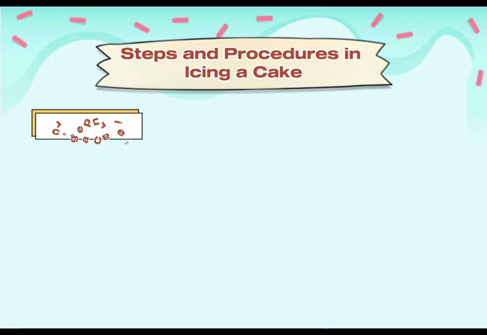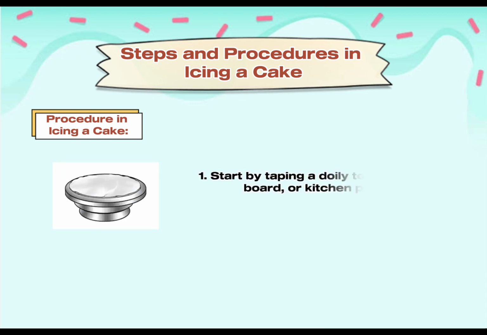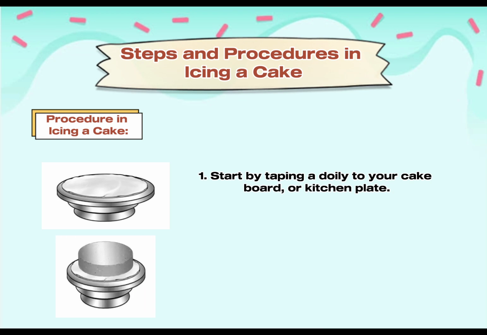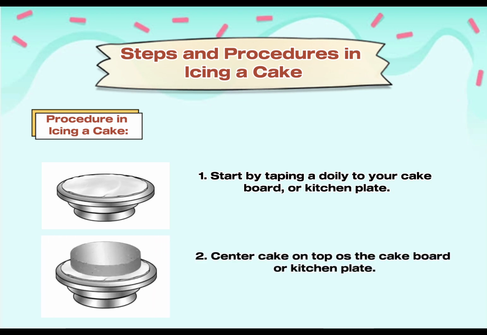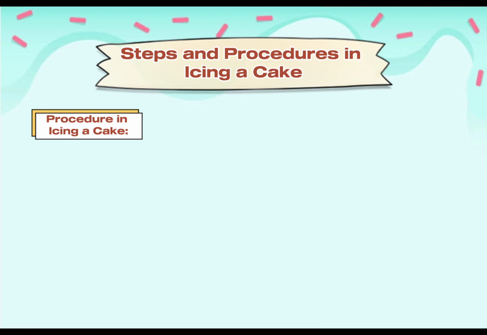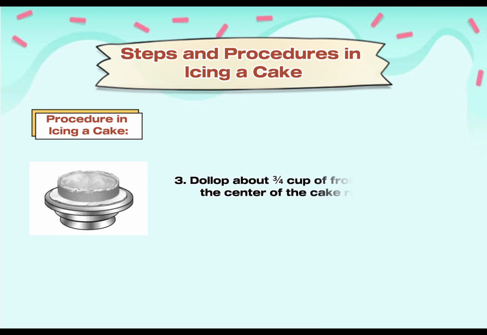So now let's proceed to the procedure in icing a cake. Step 1, start by taping ideally to your cake board or kitchen plate. Then place on the revolving cake stand. Step number 2, center the cake on top of the cake board or kitchen plate. Step number 3, dollop about 3/4 cup of frosting into the center of the cake round.